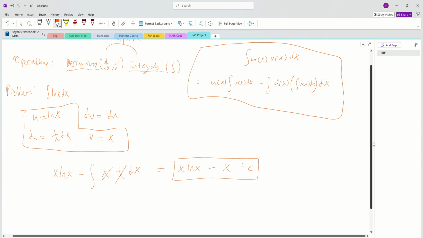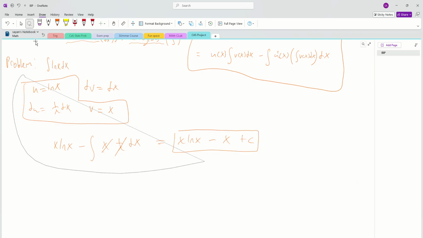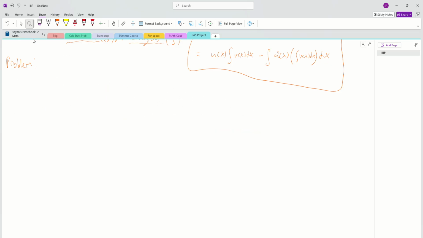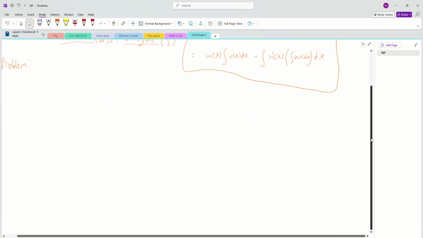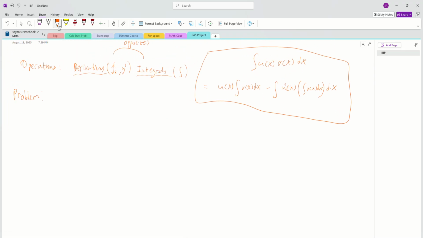What if I gave the integral, one moment, I'm going to delete all of this. Right, what if we had the integral of x e to the x dx? Now we have an actual thing.